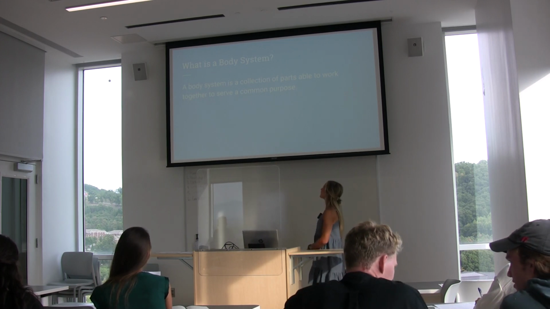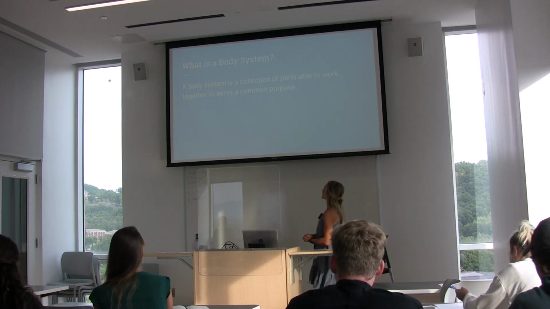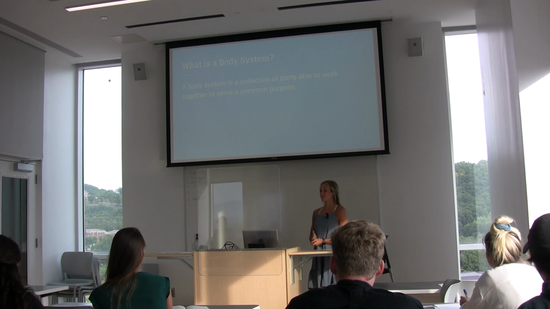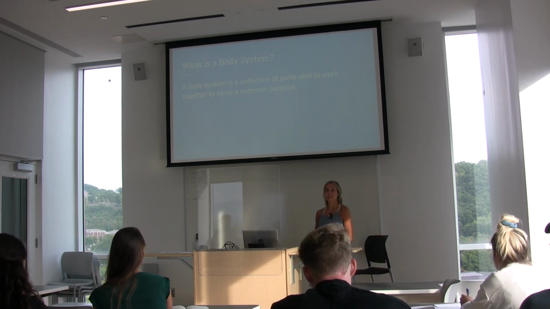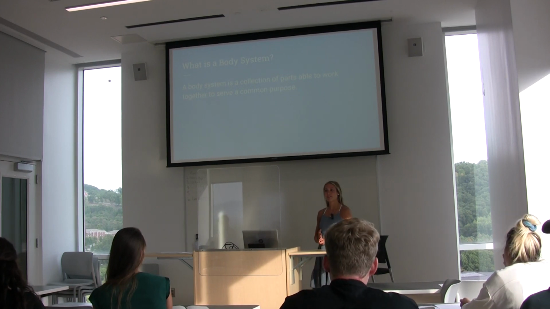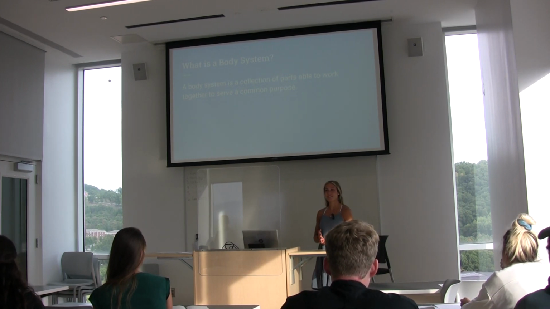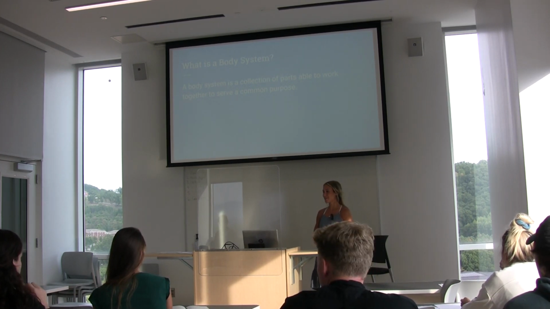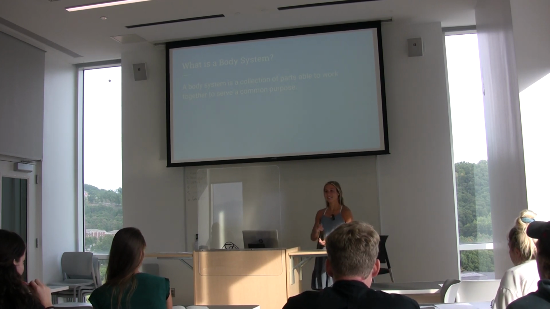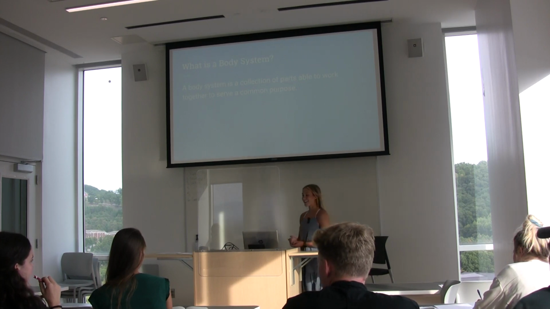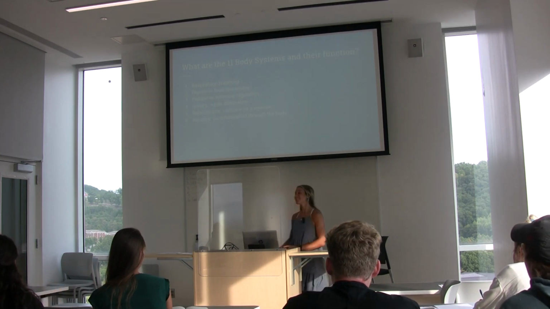Okay, so first of all, what is a body system? A body system is a collection of parts able to work together to serve a common purpose. Do any of you know, off the top of your head, one of the body systems? You may have learned it in anatomy. Yes, Philip. Good. Anybody else? Yes? Lymphatic. Nice. The endocrine system. Great.